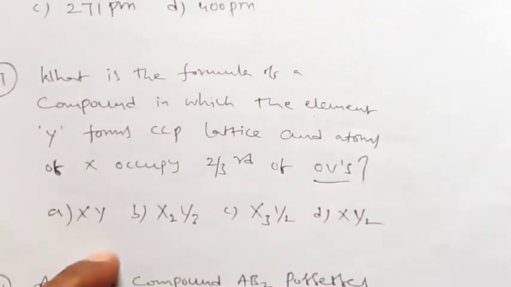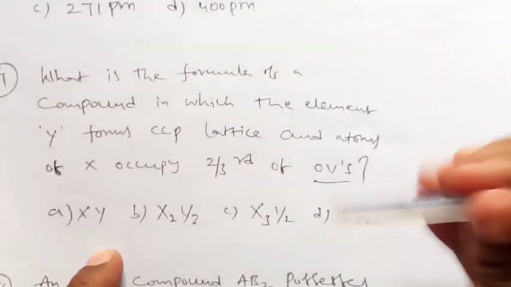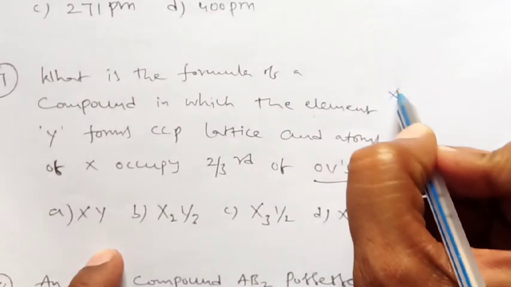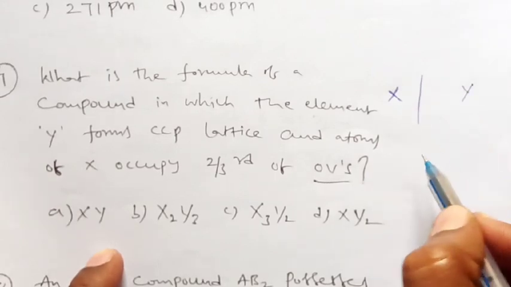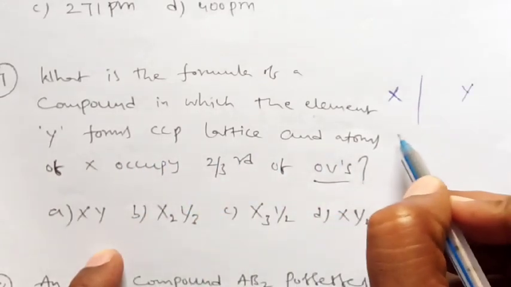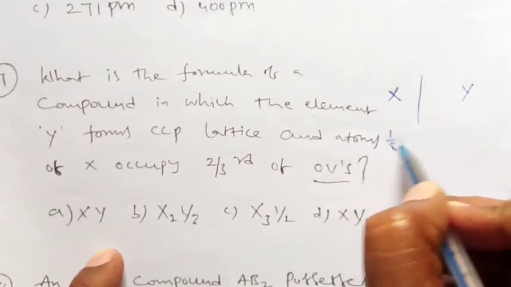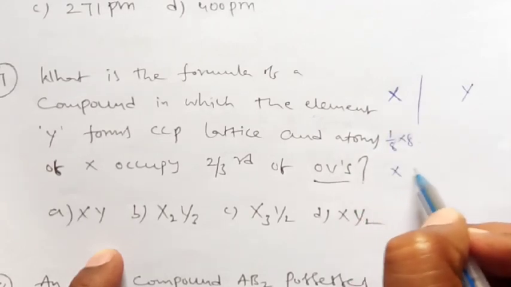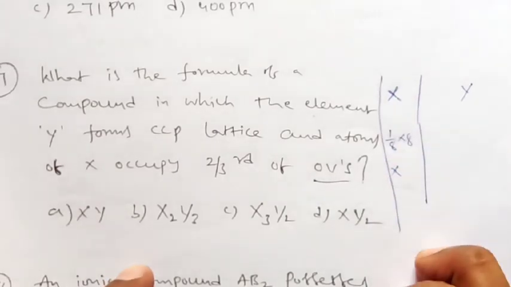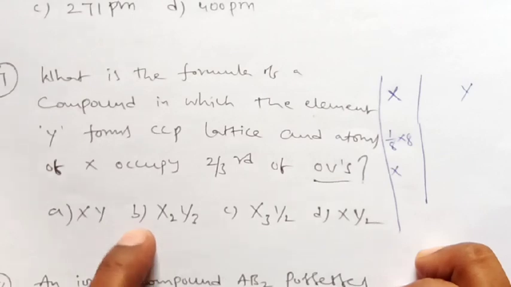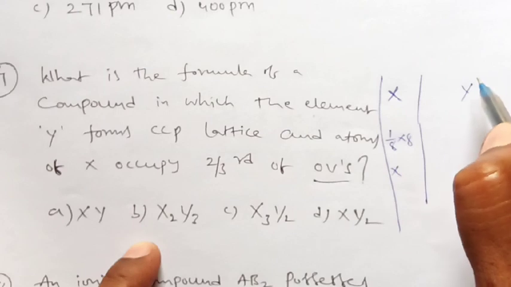Is it clear? So first of all, here we can take X atoms and Y atoms. X atoms are nothing but all corner points. That means what will we get here? 8 into 1 by 8. What about the Y contribution? Here, the number of octahedral voids. If you know the number of atoms, then there are that many octahedral voids.